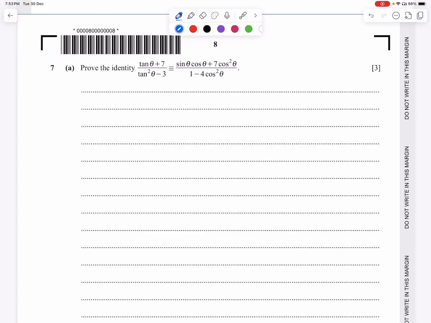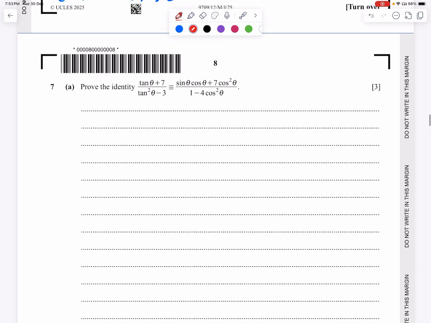All right, now moving on to question number 7. This is about identity proving. First of all, you need to know that there are only two identities that you need to be aware of in AS, which is sine square theta plus cos square theta equal to 1, and tan theta is equal to sine theta over cos theta.